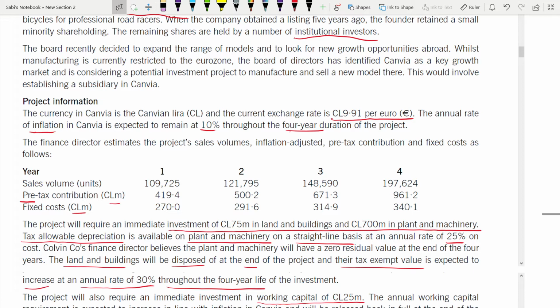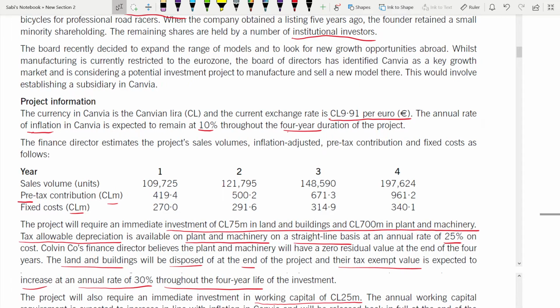There is another way. What is the other way? Starting with contribution. You are given contribution, so why not start with contribution? You can. And it is pre-tax, so start with contribution as it is. You can write 419.4, 500.